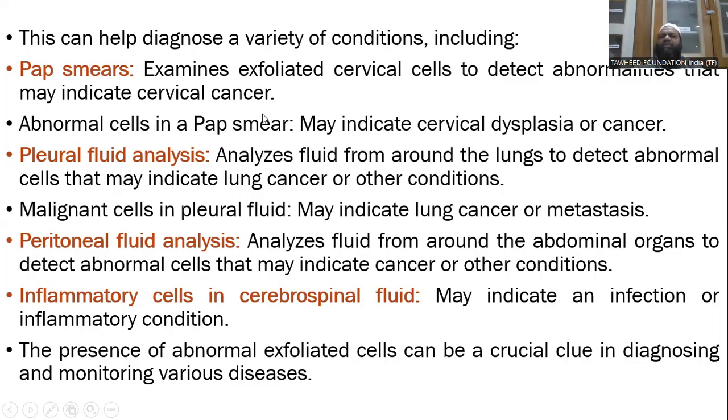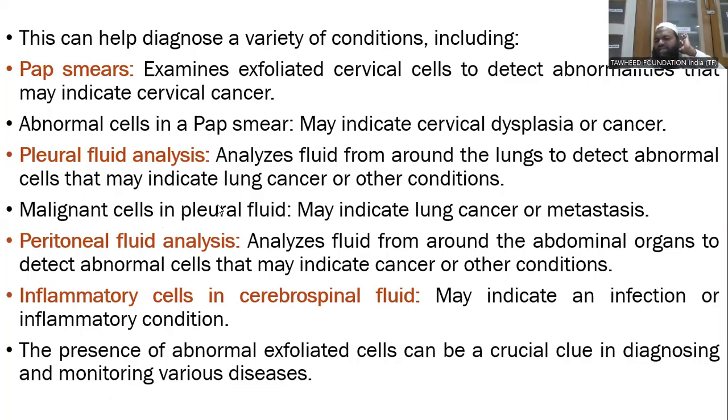So if the patient may be suffering with cancer, at that time we need to have a pap smear. In the pap smear itself, by using a different type of stain like the pap smear stain, we will come to know if the patient is having abnormal cells, cancer cells, and then we can diagnose that patient as having cervical cancer. Abnormal cells in a pap smear may indicate cervical dysplasia or cancer.